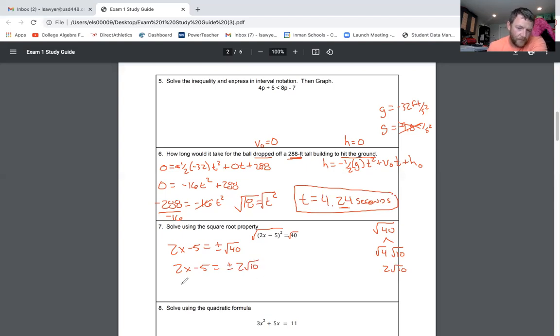Add my 5 over, so I get 2x is equal to 5 plus or minus 2 radical 10, and then divide by 2. So x is going to equal 5 plus or minus 2 radical 10 over 2. Notice they don't all have something in common, so you can't simplify it any farther than that.